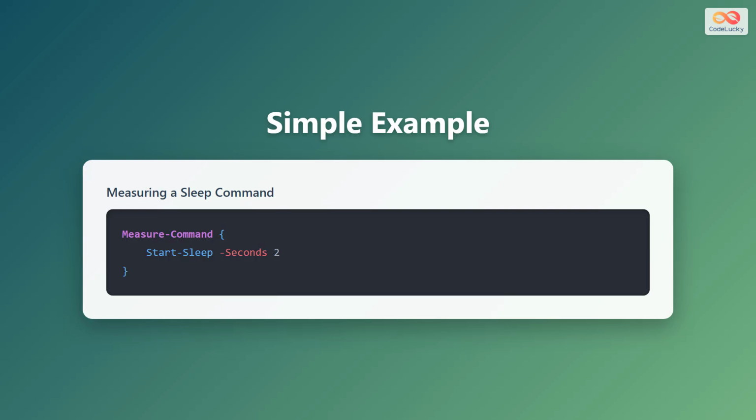Let's look at a simple example to understand how Measure-Command works. Here we're measuring a sleep command that pauses execution for 2 seconds. We use Measure-Command with a script block containing Start-Sleep with the Seconds parameter set to 2. When you run this, Measure-Command will execute the sleep command and return detailed timing information about how long it took. This basic example demonstrates the fundamental pattern you'll use for all measurements.